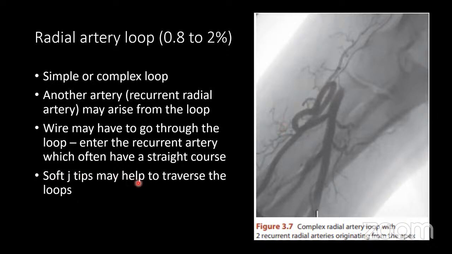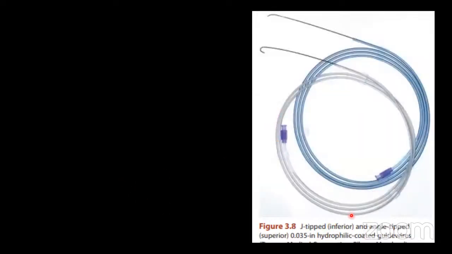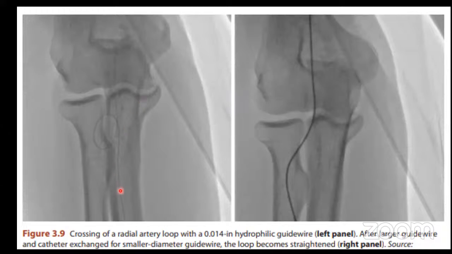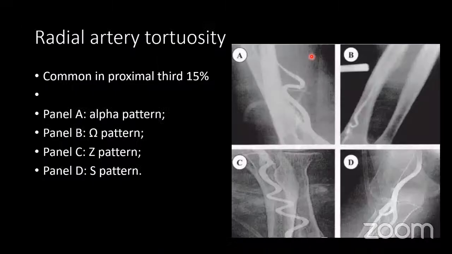for which soft J tips will help. You have to make use of angled tip and J-tipped wires for negotiating through that. This is a classical example of a patient who has a loop. After cannulating, it gets straightened up. And tortuosity may be an alpha type, an omega type, or a Z pattern, or an S pattern. It comes to around 15%.